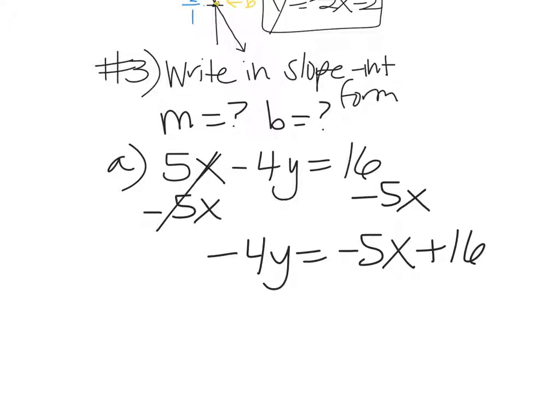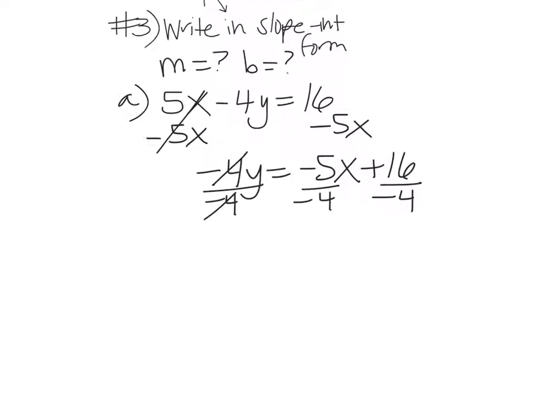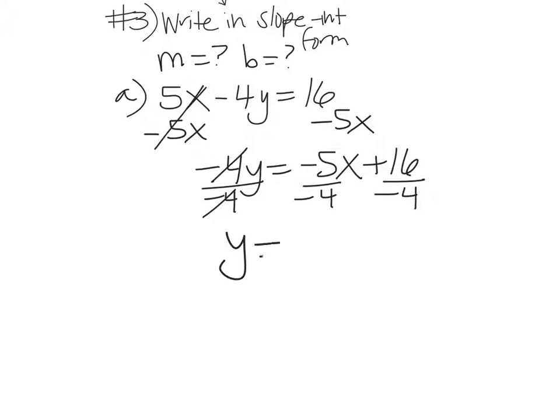Okay? Now I'm solving for y, so I need to get rid of that negative 4. So I'm going to divide everybody by negative 4. All the pieces. So those will reduce, leaving me with just y. And then over here I get negative 5 over negative 4, which would be positive 5/4 x. And then 16 divided by negative 4 is negative 4. And so that's the form I want it in.